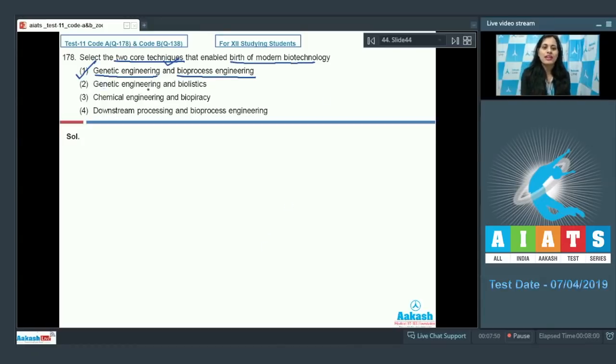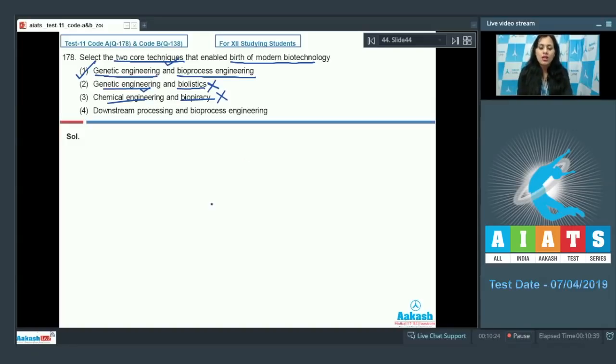The second option is genetic engineering. Yes, it's a core technique, and biolistics, and this cannot be a correct answer because biolistics is a part of RDT which is used to transfer foreign DNA into host cell. The next option is chemical engineering and biopiracy, and this cannot be a correct answer because biopiracy is practice of commercially exploiting naturally occurring biochemical or genetic material, especially for obtaining patents without the permission of owner that restricts its future use.